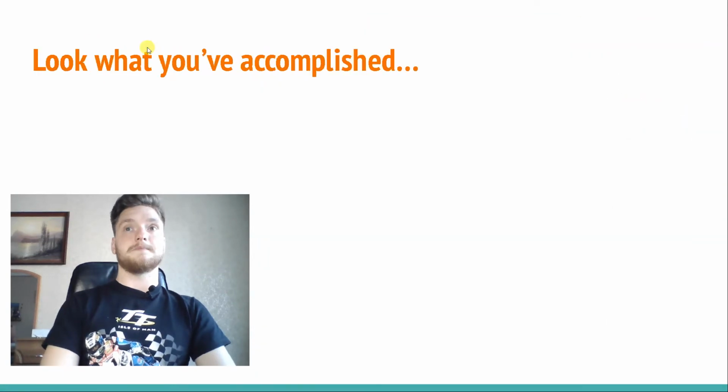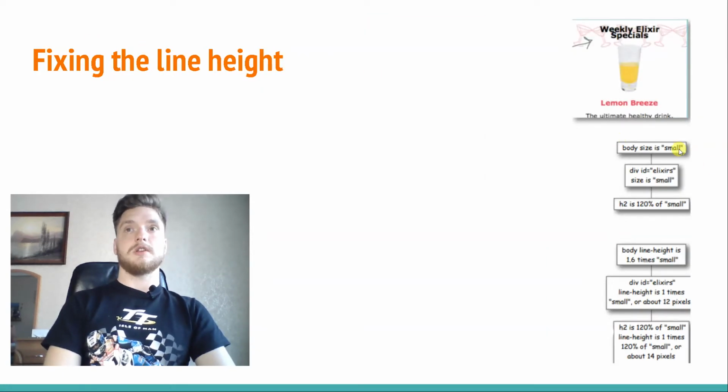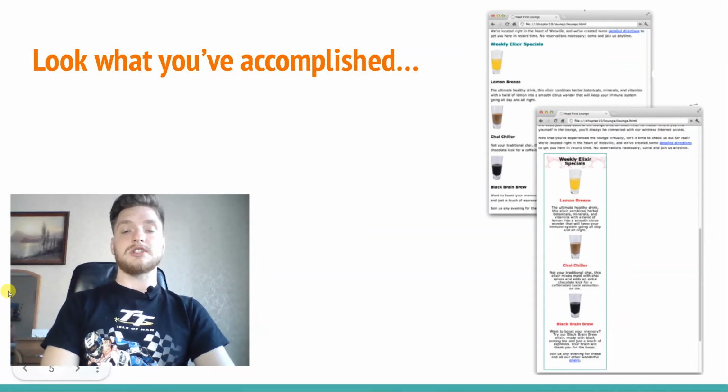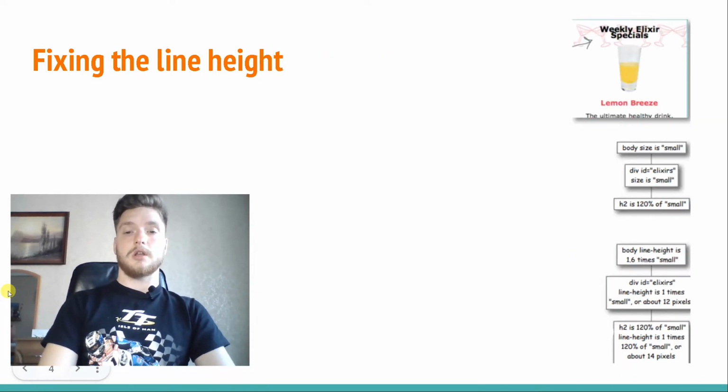And here is the font size of the elements. We set body to small, so that's inherited by elixirs. The line height of H2 is set to 1em, 1 times the font size of elixirs, which is smaller, about 20 pixels.